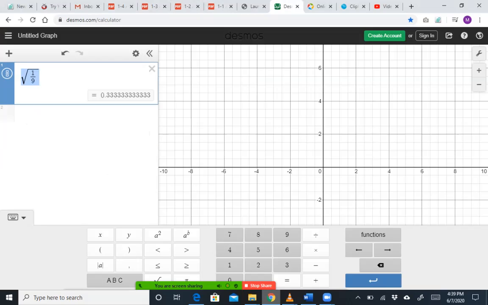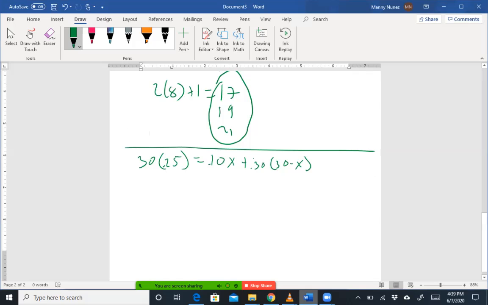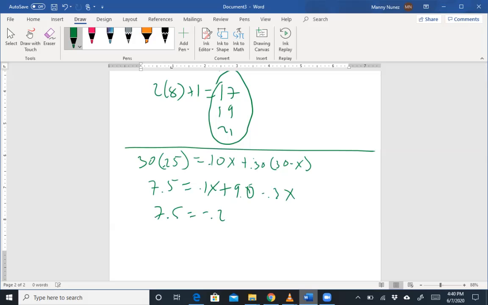30 times 0.25 is 7.5. So it's going to be 7.5 equals 0.1x plus 0.3 times 30, which is not 0.9 but 9.0, or just 9, and then minus 0.3x. Now let's solve for x. I'm going to combine the x's on this side here. 7.5 is equal to negative 0.2x plus 9, because 9.0 and 9 are the same.